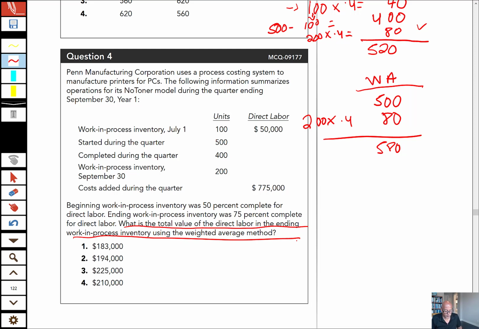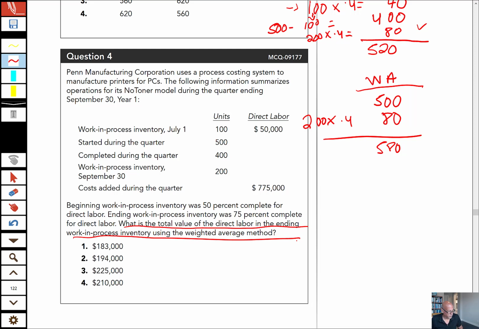Okay, now basically you're going to be calculating your conversion cost and your materials cost here, and you could have different percentages being done for the different items. So be careful that you know what the question's asking you, because sometimes they'll give you the percent for materials, they'll give you the percent for your conversion cost, or in this case they're just teasing out direct labor. Remember, conversion costs are direct labor and overhead.